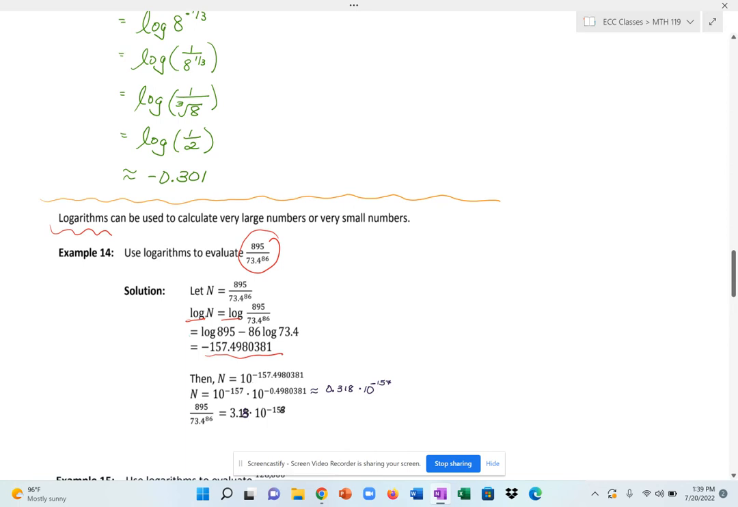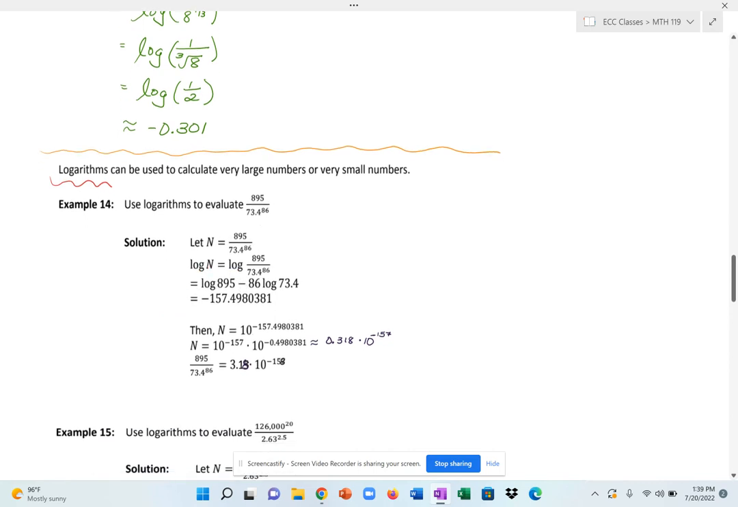So in order for me to solve for n, I have to raise that number or put 10 raised to that number. So this is now the value of that. Okay, which can be broken down even more using what we know about scientific notation.